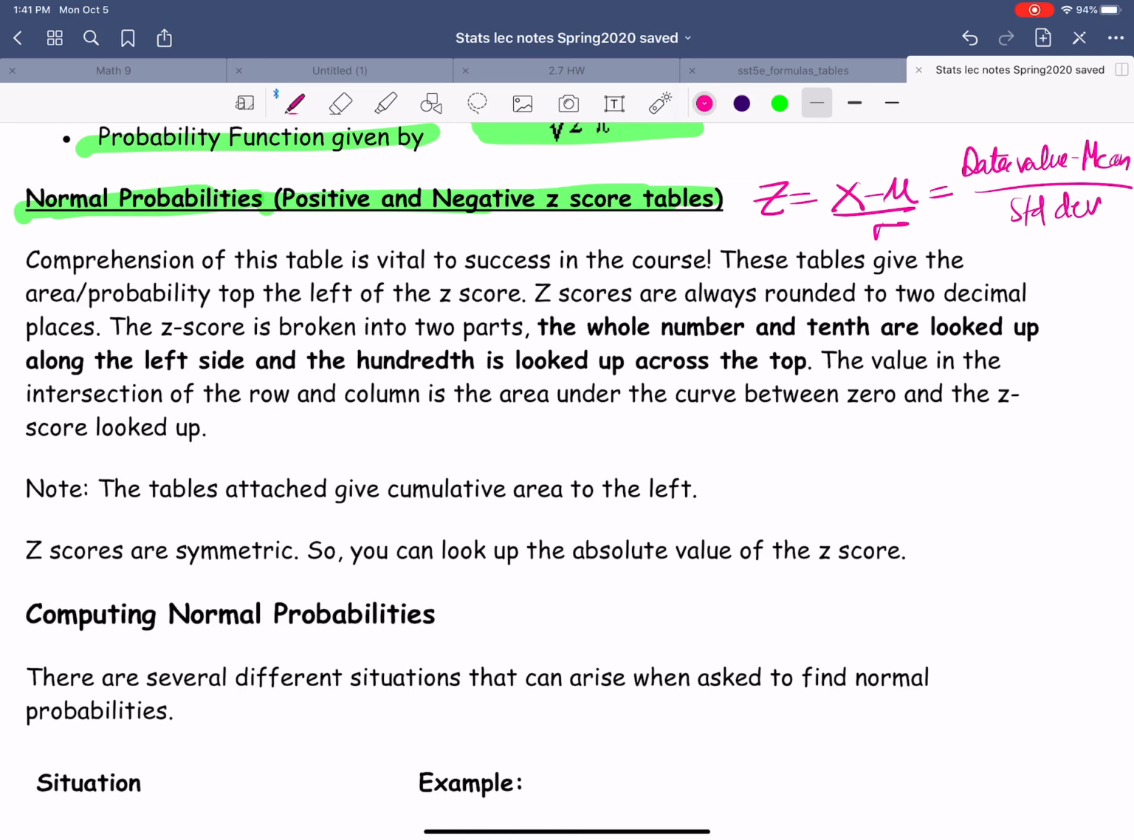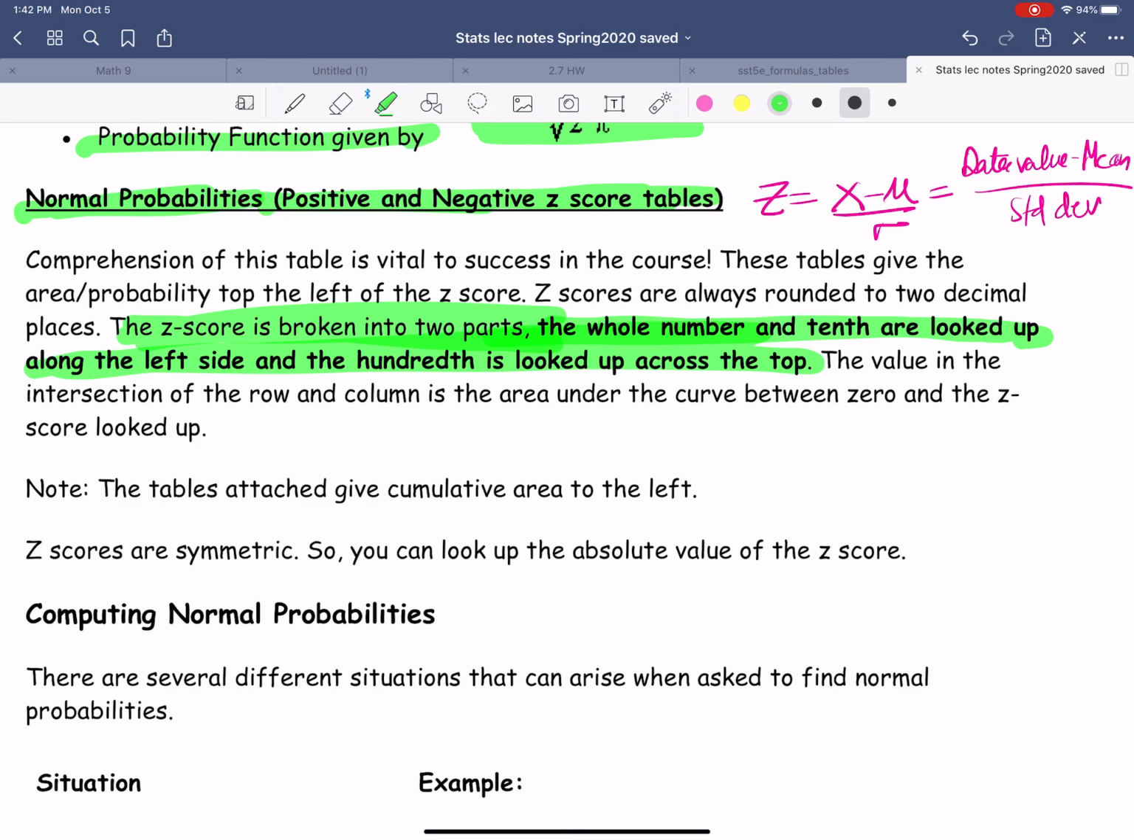Now, the z-score can be equal to 0. If your data value is the mean itself, then the z-score will be 0. If your data value is higher than the mean, above your mean, then the z-score will be positive. If the data value is below your mean, z-score will be negative. So z-score, we always round it to 2 decimal places. Some special ones are used with 3 decimal places as well, but mostly z-scores are rounded to 2 decimal places. So we break the z-score into 2 parts, the whole number and the tenths are looked up along the left side and the hundredths is looked up across the top.